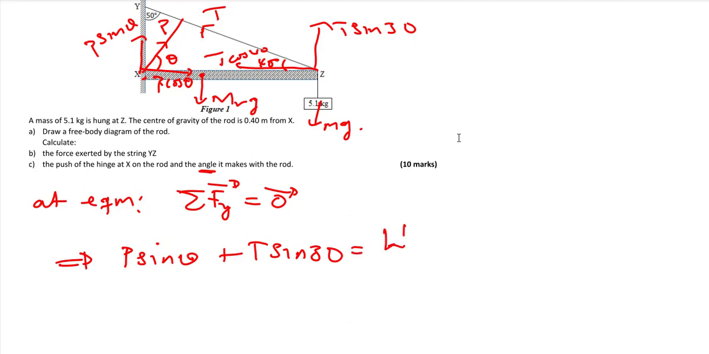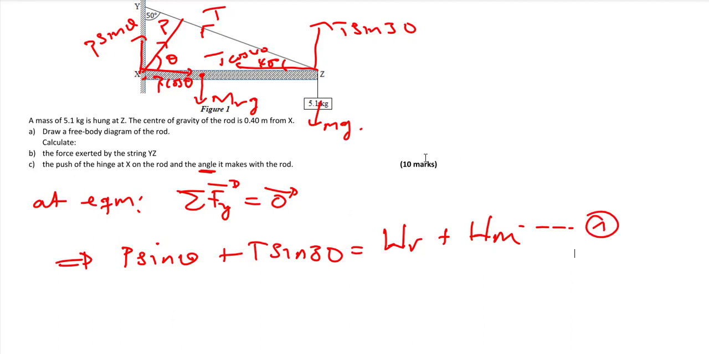I will call the weight of the rod WR, plus the weight of our object, the mass, WM. Now what does it mean? We already have a fundamental equation of equilibrium, but we cannot solve for three unknowns, T, P and theta, in one equation. So we need at least 3, or if possible the ones that we can get from our diagram.